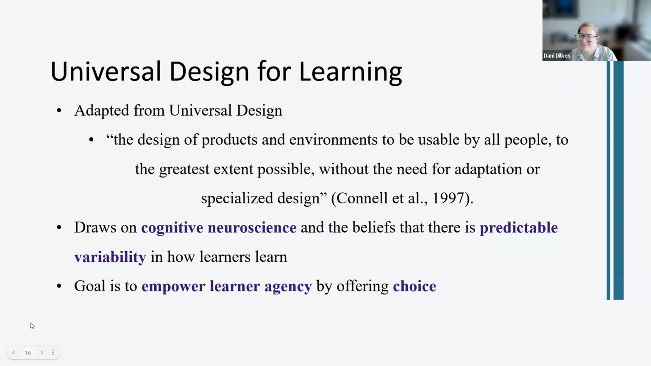I think that was everything in the chat. But so Yasser, now I will pass it over to you to talk about universal design for learning.